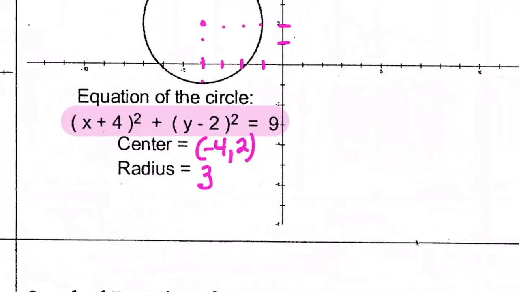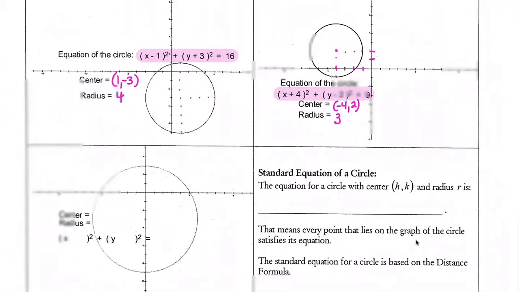That also happens on this one, right? -4 became a +4 for the x, and then a 2 became a -2 for the y. It's kind of like when you do point slope form, how it appears as though the sign of the number changes because the formula has a subtraction in it.